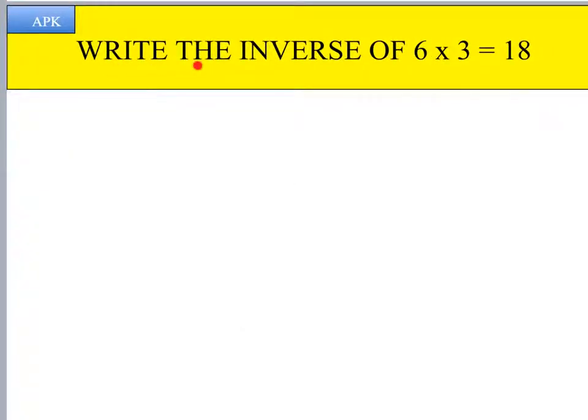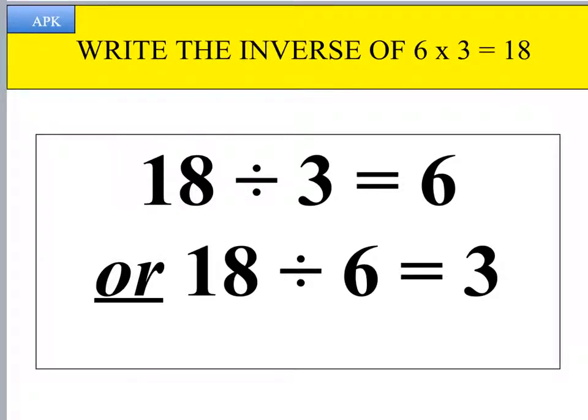So now I want you to write the inverse of 6 times 3 equals 18. Maybe you can write both answers. Press pause and do that on your whiteboard now. Your question was, write the inverse of 6 times 3 equals 18. Let's see what you wrote. There were two possible answers. You could have written 18 divided by 3 equals 6, or 18 divided by 6 equals 3. Remembering that division is the inverse of multiplication, and in division we always start with the larger number. They're the things that you need to know for this lesson. Let's get into it now.